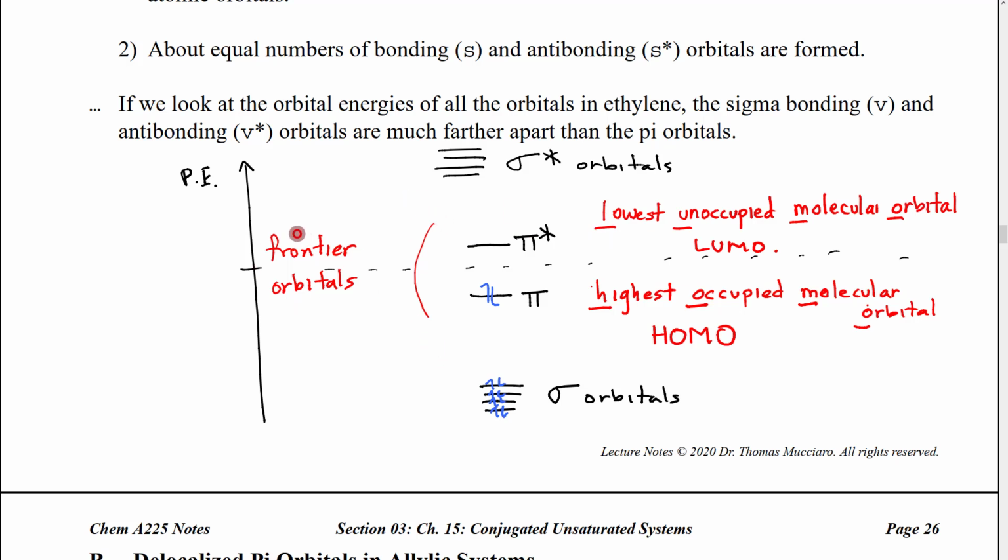Together, they are called the frontier orbitals of the molecule, since they lie right on the border or frontier between occupied and unoccupied orbitals. Many years ago, a Japanese theoretical chemist named Fukui came up with a theory of reactivity called the frontier molecular orbital theory.